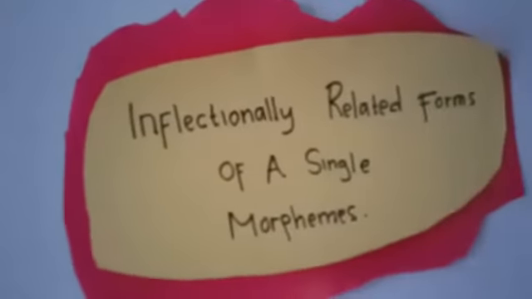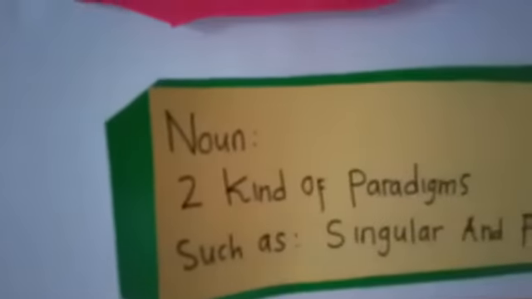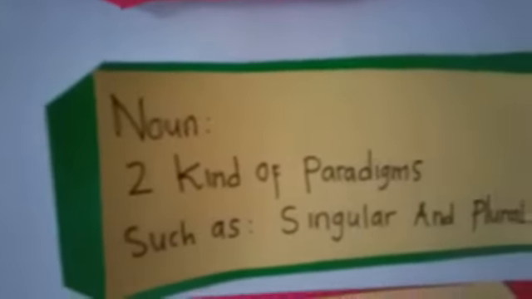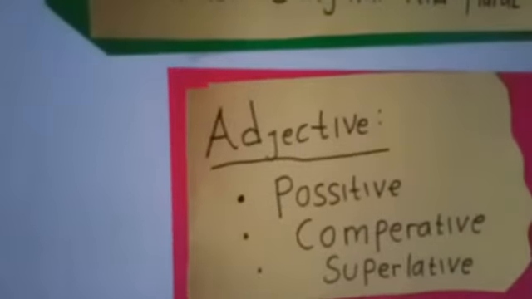So what is called paradigm? Inflection is only related to a single morpheme, so it's actually similar to natural classes. It means that the word has another form, and this paradigm focuses on the form that it shows. For example, in noun, there are two kinds of paradigm, such as singular and plural. Just the form. And then the adjective. Here are the positive, comparative, and superlative.